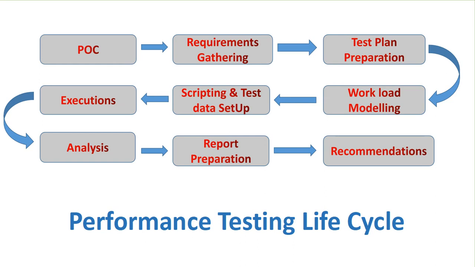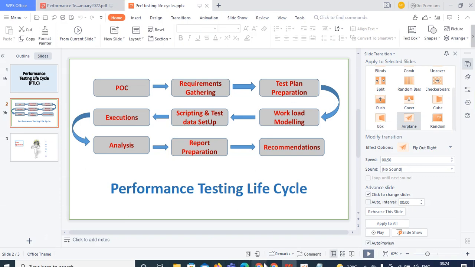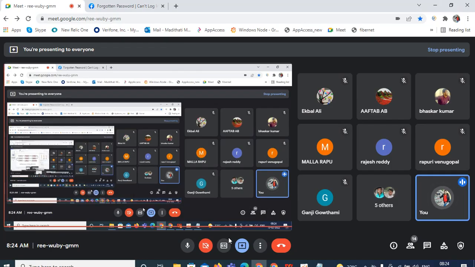Once you get the approval, then we need to go for the workload model. What is this workload model? It means we need to design the user load. What is this user load, and why do I need to design it? Let me explain.